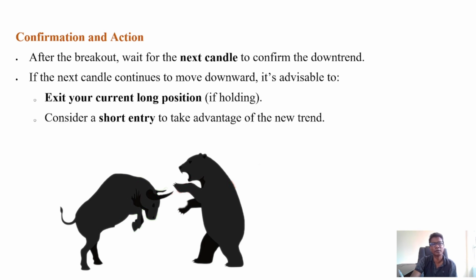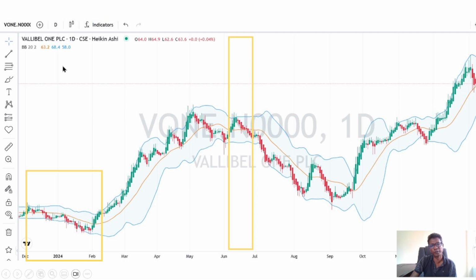After the breakout, wait for the next candle to confirm the downtrend. If the next candle continues to move downward, it is advisable to exit your current long position. Consider a short entry to take advantage of the new trend. Now I am going to put what I told you onto a chart. In this actual chart, you can see this is a continuous downtrend. In a continuous downtrend, price only moves up and down within the range between the middle line and the lower line.